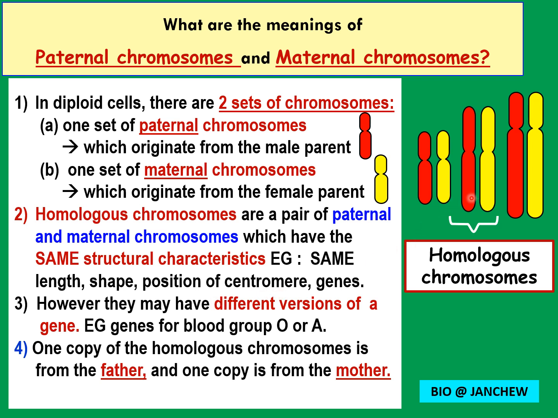The red medium-sized chromosome with a yellow medium-sized chromosome. So one is the paternal chromosome, the other is the maternal chromosome. However, the chromosomes may have different versions of a gene. For example, paternal chromosome may have gene for blood group O. Maternal chromosome may have gene for blood group A. So the versions of the genes may be different, although they carry the same type of genes, that is for blood group. Okay? And finally, one copy of the homologous chromosomes is from the father and one from the mother.